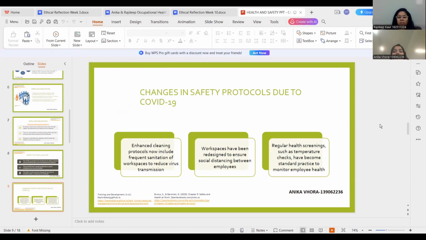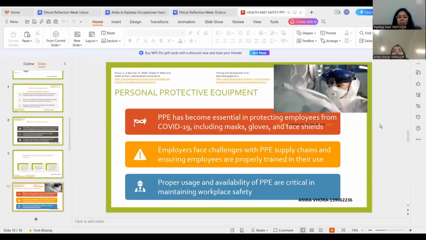Third is regular health screening, such as temperature checks. It's like the risk of infection; these have become standard practice to monitor employee health and their well-being in occupational health. Next slide will be personal protective equipment. As I told you before, it's really crucial for hazardous places.